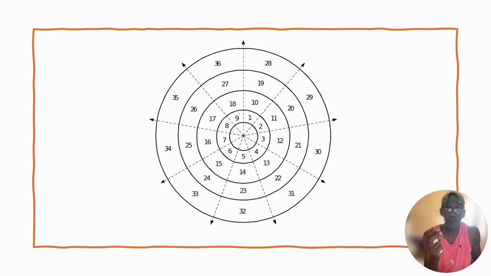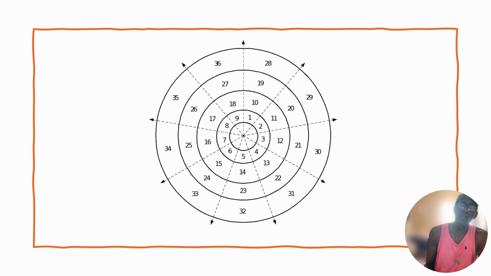I've only created 5 circles. So the number wheel consists of 5 concentric circles, each with a set of numbers. And at the center we have the inner circle containing the numbers 1 through to 9. These are root numbers, the foundational digits that every other number can be reduced to.